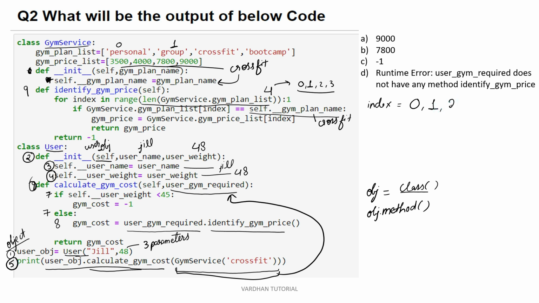Now index value will be 2. So at index number 2, CrossFit will be equal to CrossFit. So this if condition is executed, and then see 10th, 11th, this if condition will be executed, then next line will be gym price will be equal to gym service dot gym price list index, and index value is 2. So price list index value 0, 1, 2, and 2 value is 7800. So gym price will be 7800, return gym price. So this value will be returned. So our output will be 7800.